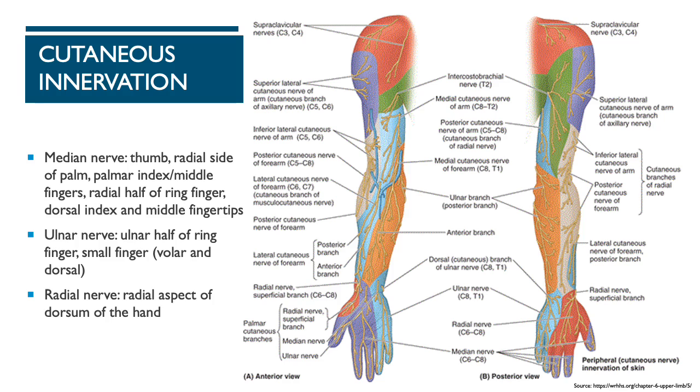In general, in the hand though, the median nerve is going to control the sensation to your thumb, the radial side of the palm, the palmar index and middle fingers, and the radial half of the ring finger. And it's crazy, in people with carpal tunnel, it is usually only half the finger. The ulnar nerve controls the other half of that ring finger, so the ulnar aspect of the ring finger, and then the small finger, both volar and dorsal. So the ulnar nerve wraps around to come on both the palmar and dorsal aspects of the hand.